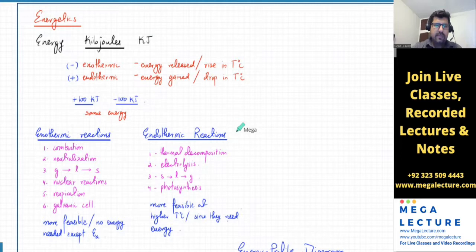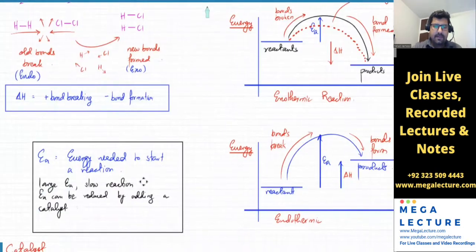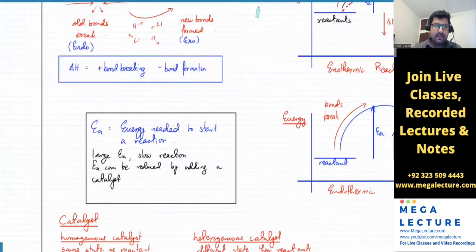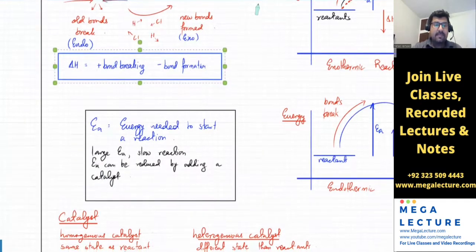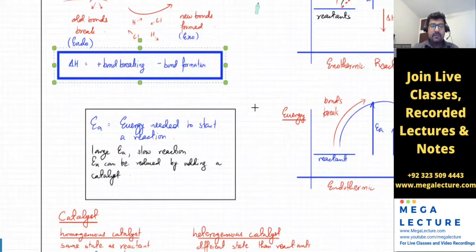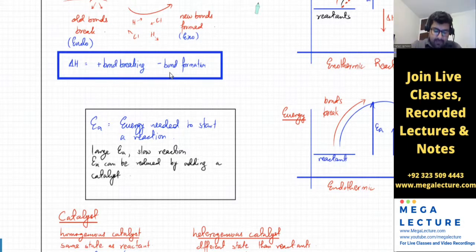So we had done exothermic and endothermic reactions, examples of reactions, paired energy profile diagrams, and we did one formula, which was the main important thing. In every reaction there is bond breaking happening, and there is bond formation happening. So the energy that is needed for bond breaking is positive, and the energy that is released during bond formation has a negative sign. So the overall enthalpy change would be this. Okay, that is what you're going to get.